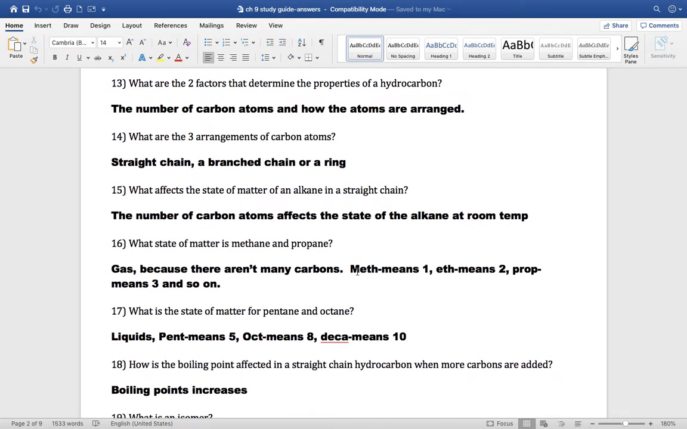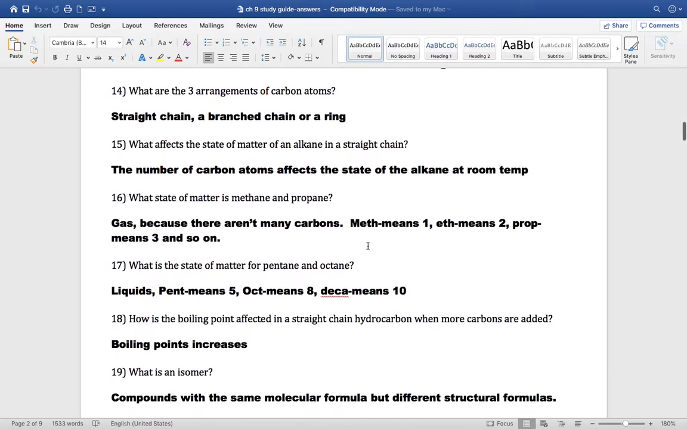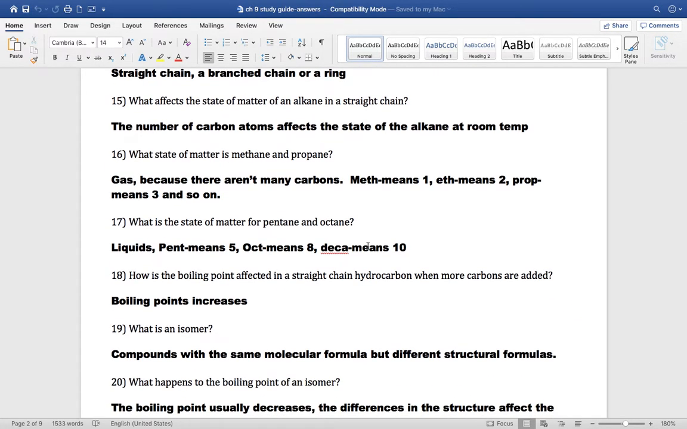What affects the state of matter of an alkane in a straight chain? The number of carbon atoms affects the state of an alkane at room temperature. What state of matter is methane and propane? So it's a gas. Because there aren't so many carbons, methane means 1, eth means 2, propane means 3. So those are gases at room temperature.